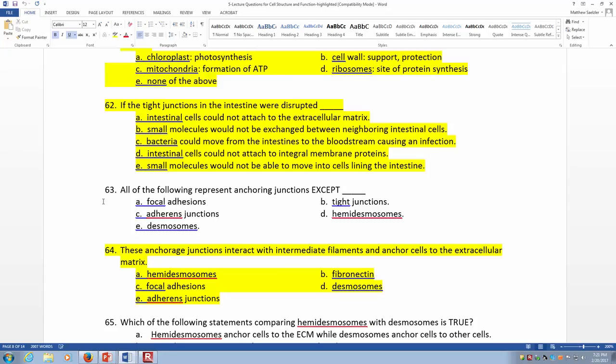So remember, one thing that I told you tight junctions do is that they prevent things from moving between the cells. Specifically, one thing they would prevent from moving between the cells would be the bacteria contained within your gastrointestinal tract. And that's going to prevent it from actually going into the bloodstream and then causing an infection.